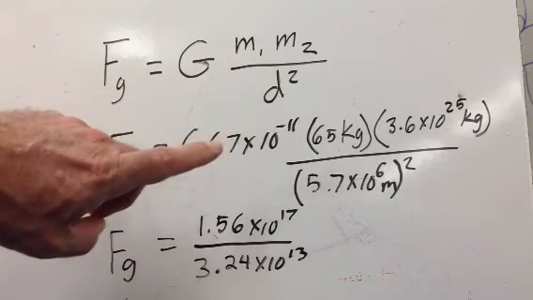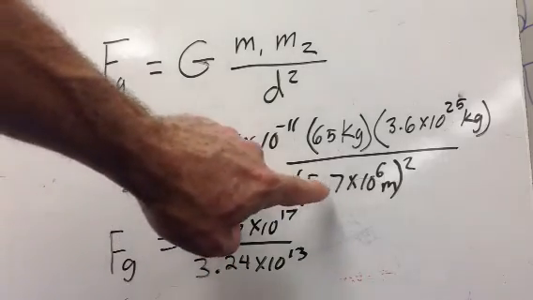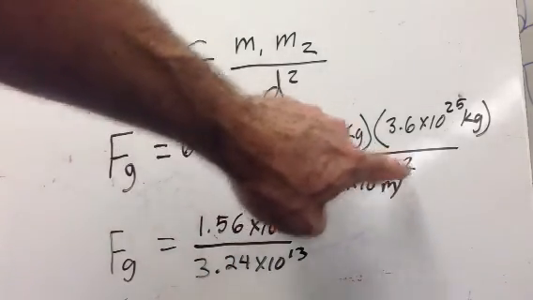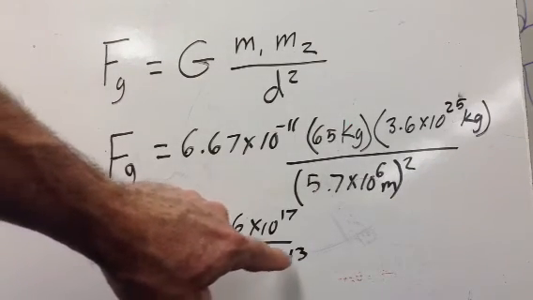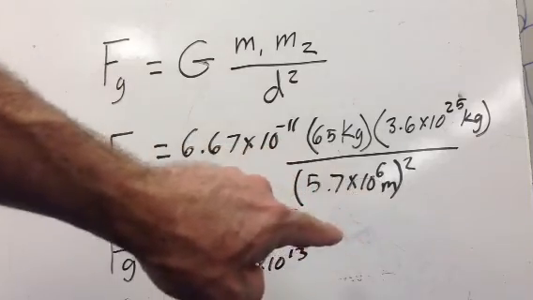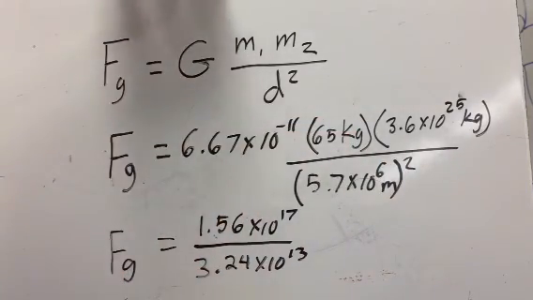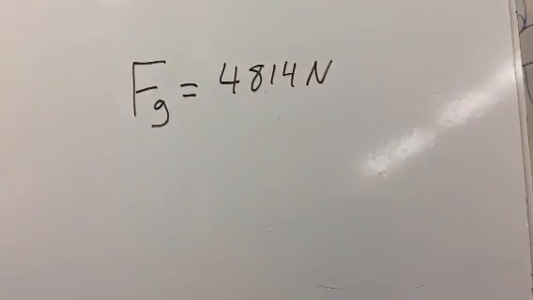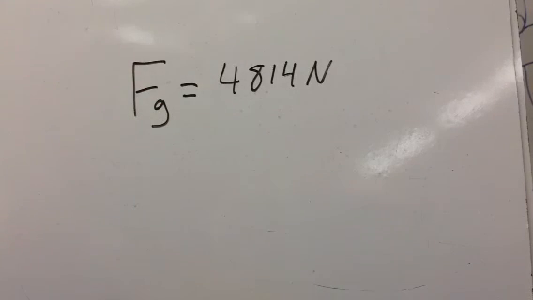We won't worry about the units right now. Then we have to divide that by 5.7 times 10 to the 6th squared, which turns out to be 3.24 times 10 to the 13th. Again, don't forget your EE button and don't forget to square it. And when we divide this by this, what we'll find is, standing on that planet, she weighs 4,814 newtons, which is a lot, which would basically be the equivalent of weighing a little over 1,000 pounds on Earth.